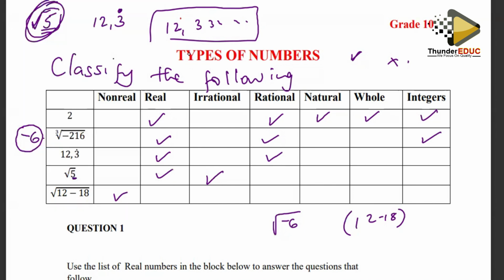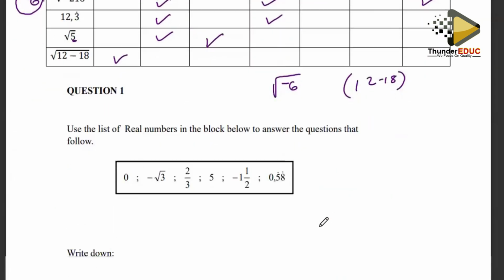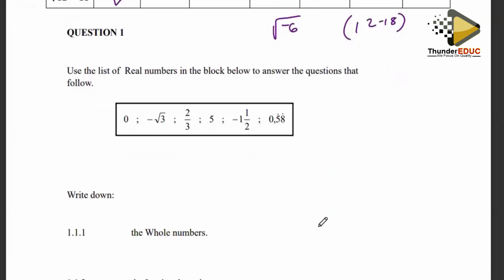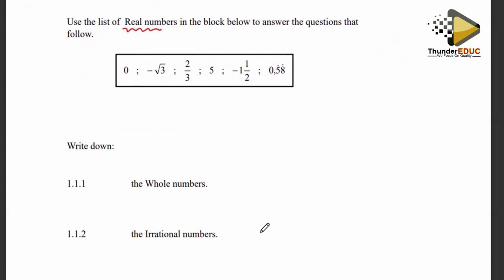Okay, so let's look at the other question. They are telling us that we have this list of real numbers, and we must use them to answer the questions that follow. All right, the first one, can we write down all the whole numbers? Remember we said whole numbers are counting numbers that start from 0. There is a 0 here. We have a 5. 5 is also a counting number. Is there any other? No. So those are the only two numbers for the whole numbers.